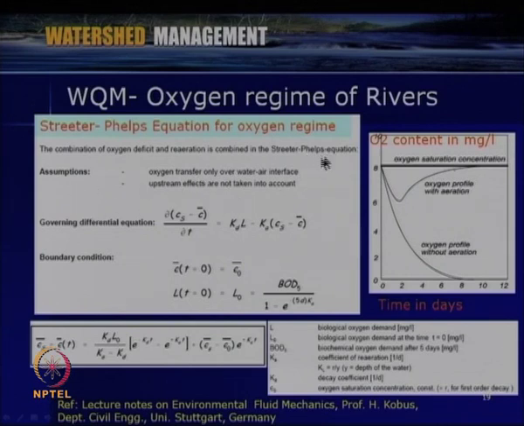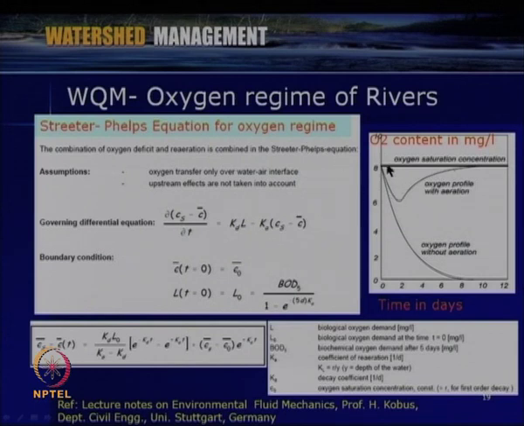Here the assumptions used in the derivation of this equation include oxygen transfer only over the water-air interface, and upstream effects are not taken into account. The governing equation is del (Cs minus C bar) by del t is equal to Kd into L minus Ka into (Cs minus C bar), where L is the biological oxygen demand, L0 is the biological oxygen demand at time t equal to 0, Ka is the coefficient of reaeration, Kl is equal to R by Y, Kd is the decay coefficient, and Cs is the oxygen saturation concentration. With certain boundary conditions for the concentration of dissolved oxygen and BOD, we can identify the oxygen regime within the river.